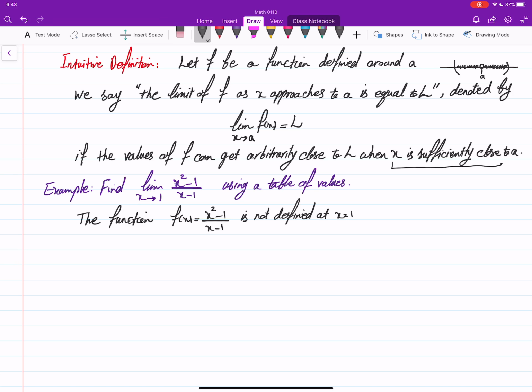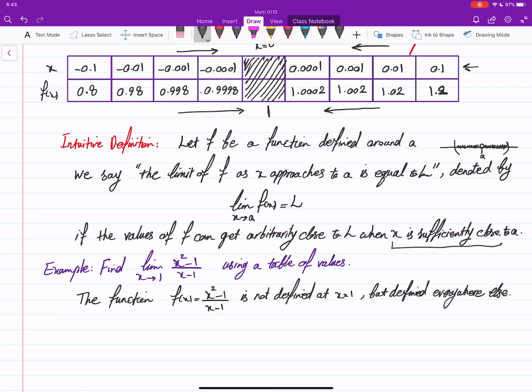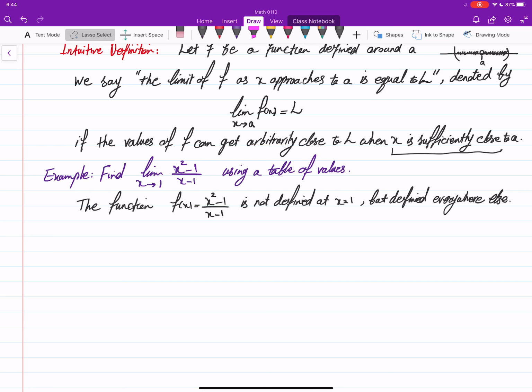Why? Because if you plug in 1, the denominator will be 0, and that's not allowed for us. The domain is everywhere except the points which make the denominator 0. The function is not defined at a, but defined everywhere else. So we can make a table like that. To make such a table, we don't need the value of the function at 1. We want the values of the function around 1. So that is one comment.